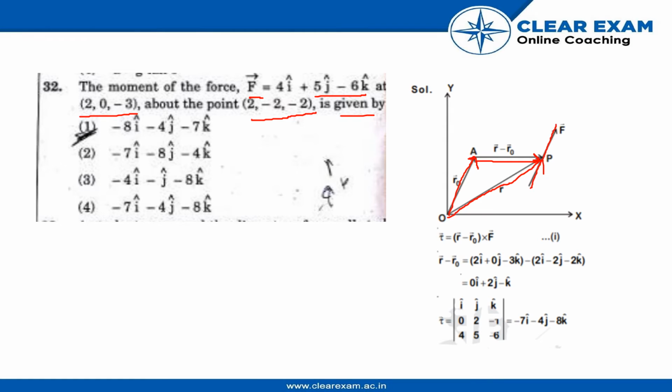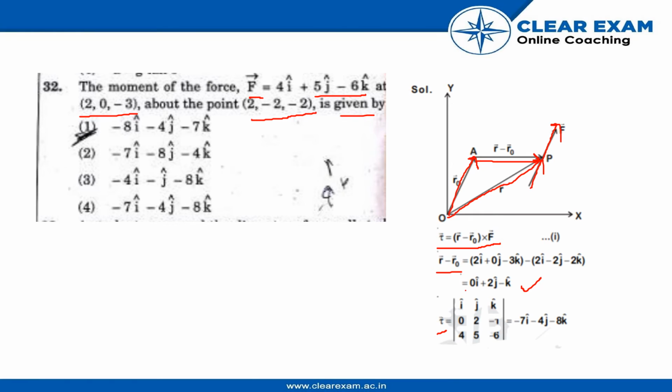And here is where the force is being applied. So let's see. The formula is (r minus r naught) cross F. So here r minus r naught is 0i cap + 2j cap - k cap. Now to find tau, we see i cap, j cap and k cap.